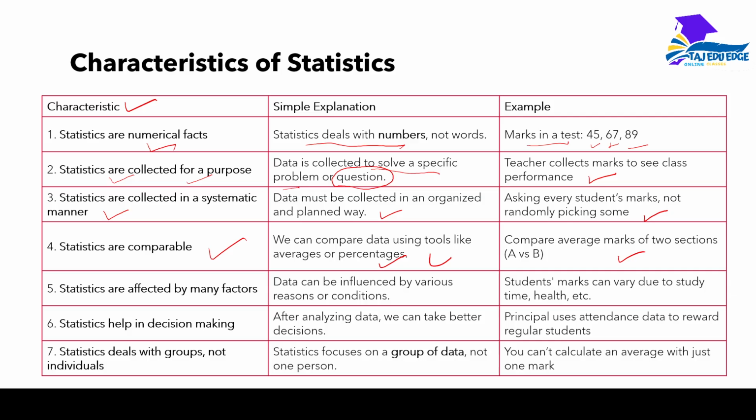The fifth one, statistics are affected by many factors. Here it means that the data which we collect is influenced by various reasons or the conditions, the situations in the surrounding. For example, students' marks can vary due to study time, health of the students, interest in the study, the class attendance of that particular student, something like that, right?